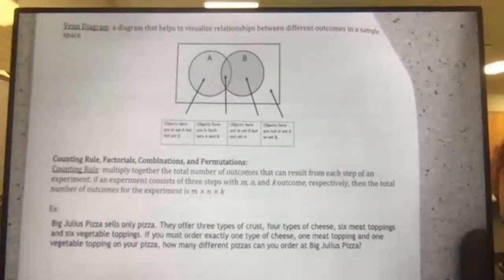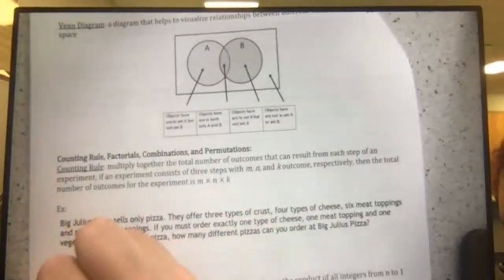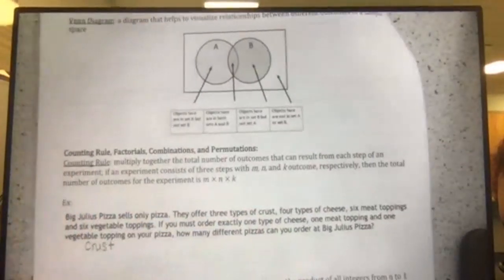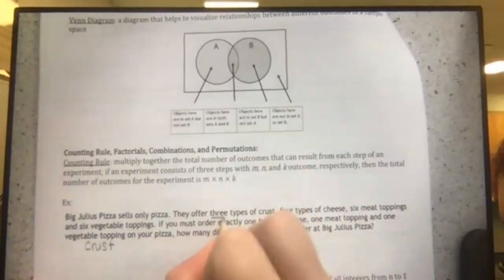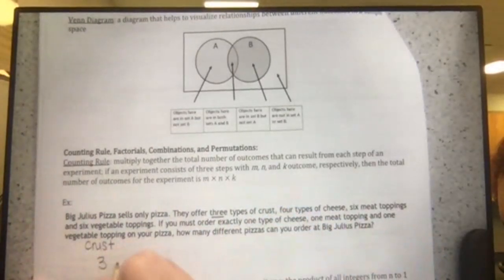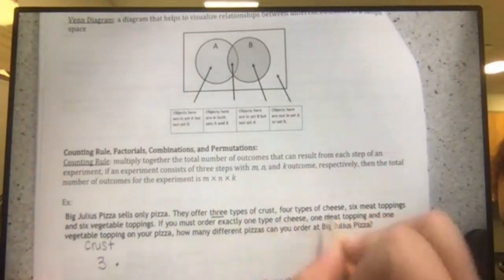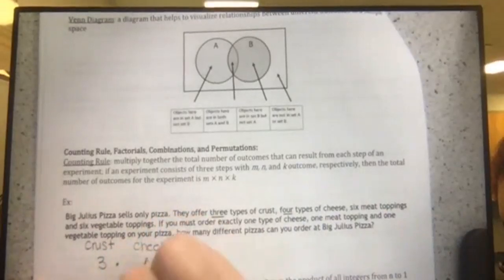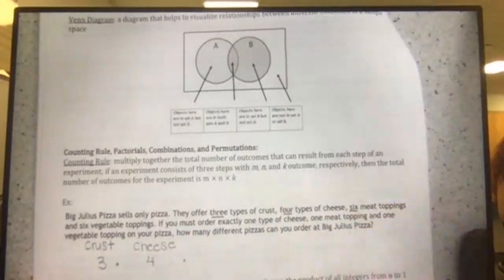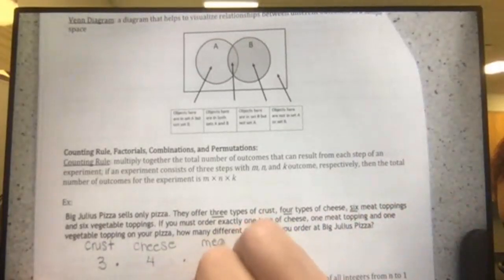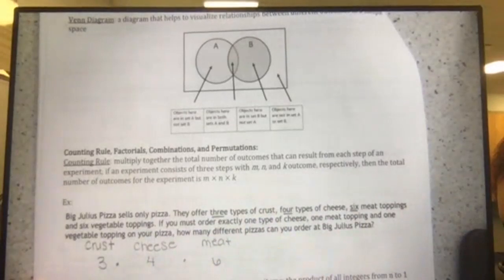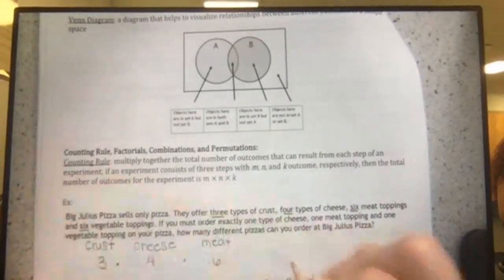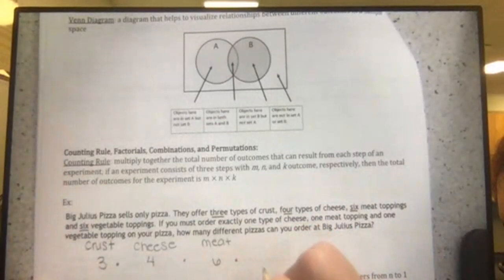All right, so for crust, that's our first step. There were 3 options, it said 3 types of crust. Times, using our counting rule, our next thing says 1 type of cheese, so there are 4 different cheeses. That's our second step. 1 meat, they told us that there are 6 different meat options, so times 6. And lastly, 1 vegetable, they told us that there were 6 veggie options.